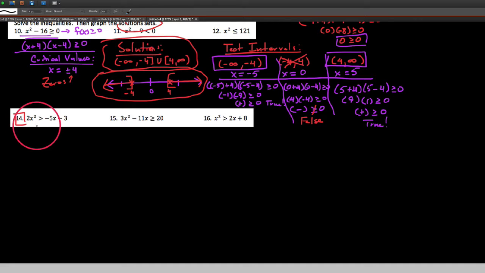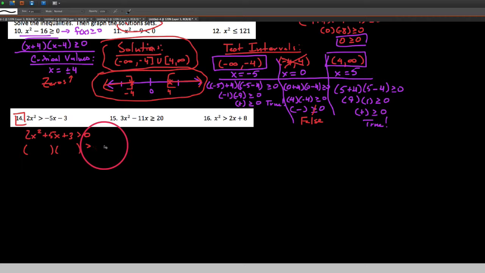Let's go ahead and get it set to 0 on one side. So I'm going to call this 2x squared plus 5x plus 3 is greater than 0. And again, if at all possible, we want to factor the left-hand side. And I notice that this is factorable.